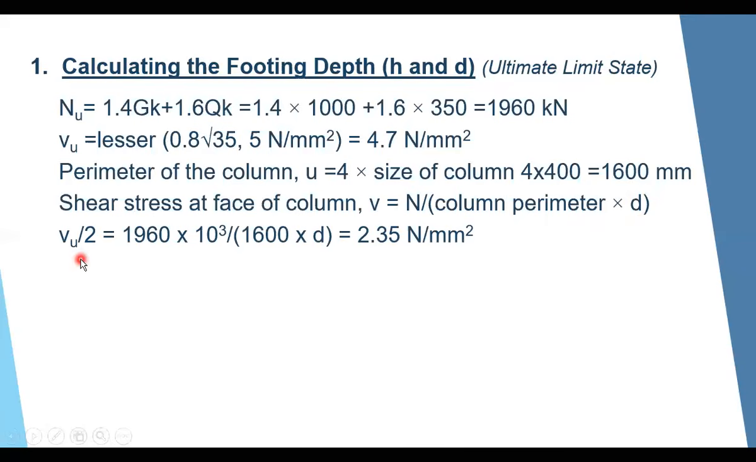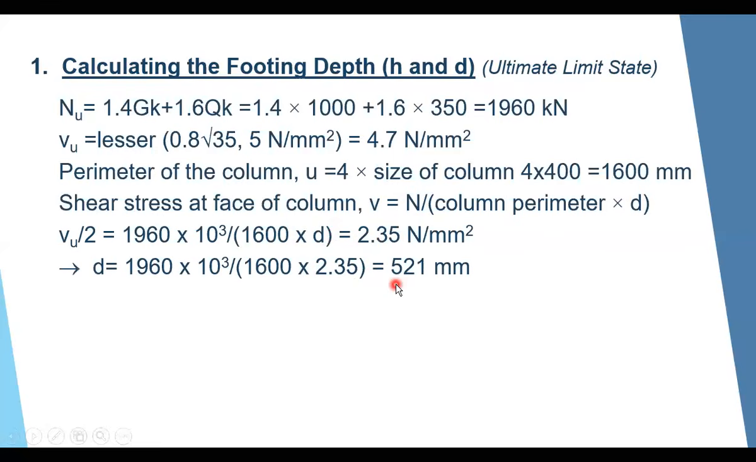So doing that, V ultimate equals 1,960. Don't forget to multiply by 10 to the power 3 because this is kilonewton and we need to have it as Newton, because the dimensions here are in millimeters and the shear stress is in Newton per millimeter square. So don't forget to multiply this kilonewton by 1,000. All of this equals V ultimate divided by 2, 4.7 divided by 2. By solving this equation, the only unknown will be the depth of the footing. We calculate the D. In this case, the D equals 521 millimeters.